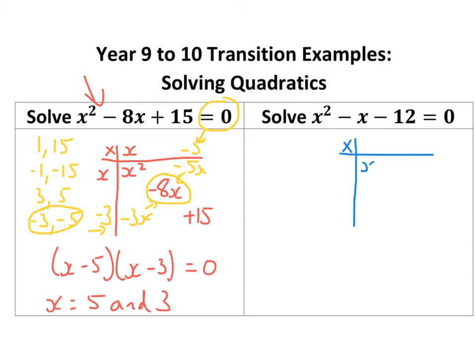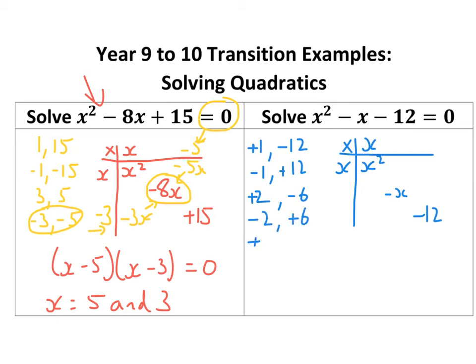So we get x squared minus x minus 12. Sorry, that should be x squared, shouldn't it? x times x. Now again, I've got 1 times negative 12, negative 1 times positive 12, 2 times negative 6, or negative 2 times positive 6, positive 3 times negative 4, or negative 3 times positive 4.